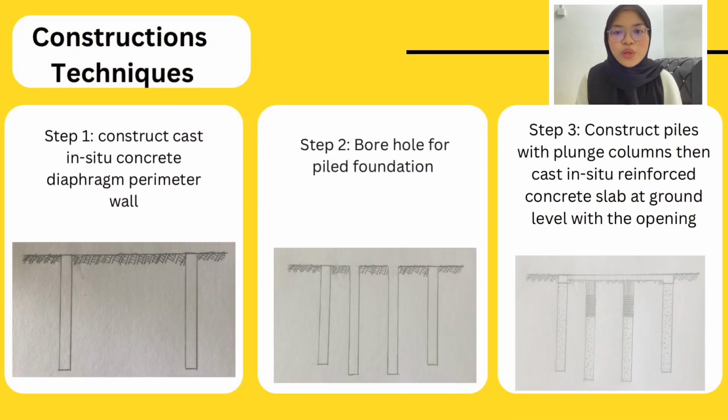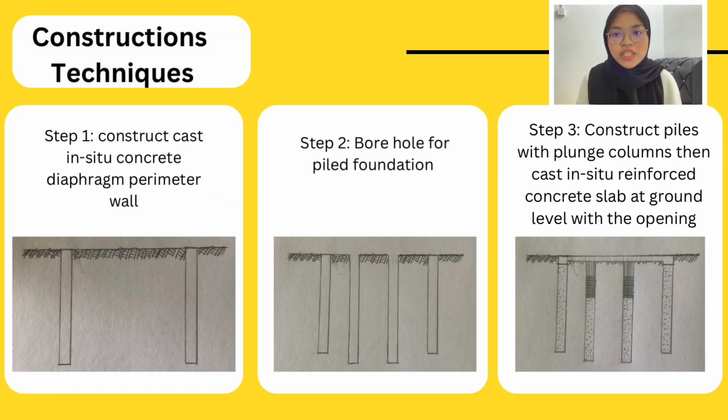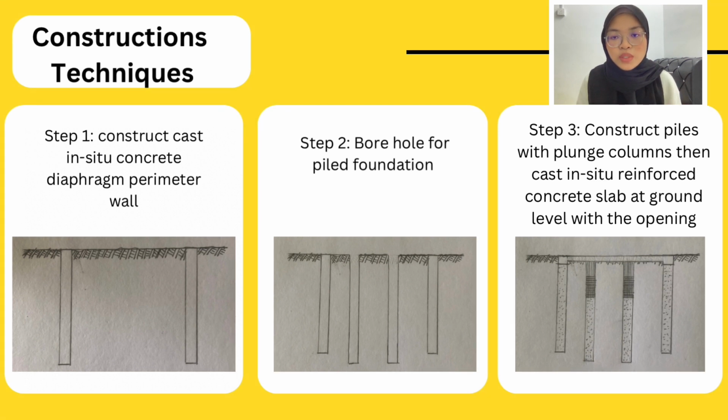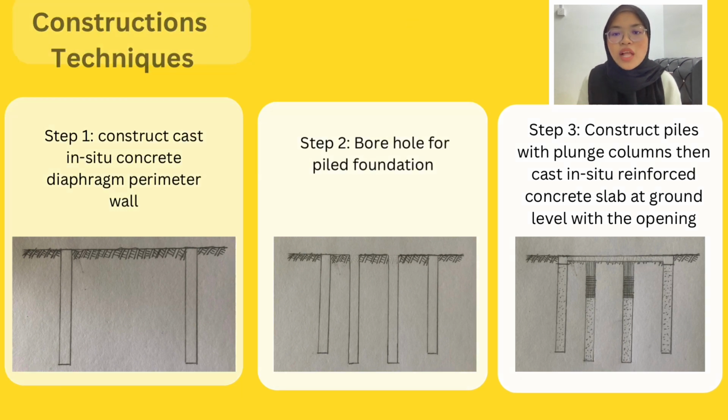So we proceed to the construction techniques for basement foundation. In this video, we focus on the top-down excavation method and poured concrete basement. Firstly, construct a cast in situ concrete diaphragm perimeter wall, using either contiguous or secant piling methods, and bore the holes for pile foundations. Next, place the plunge columns into the boreholes, then cast in situ concrete in the boreholes to the ground level.